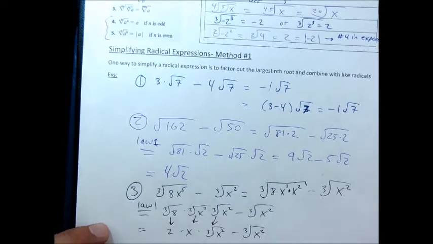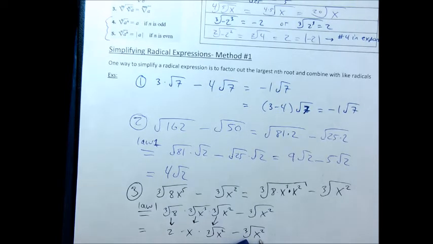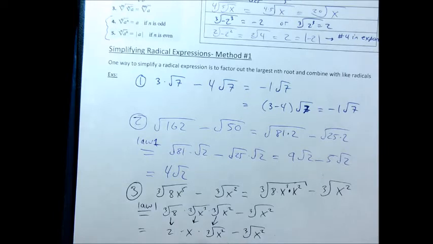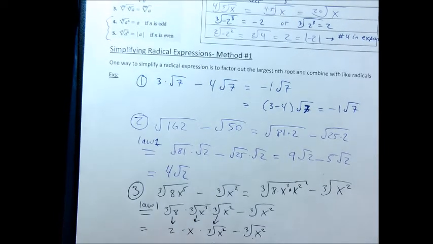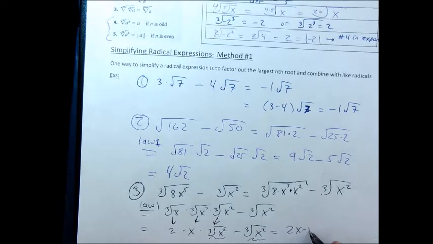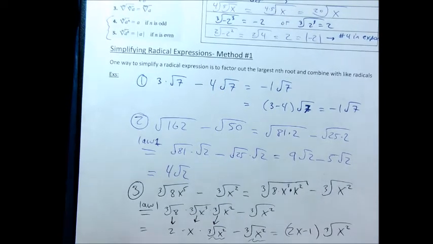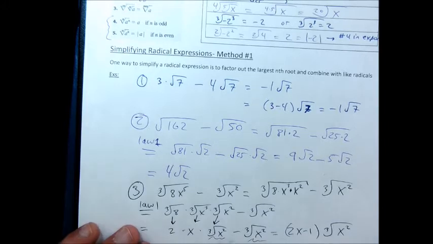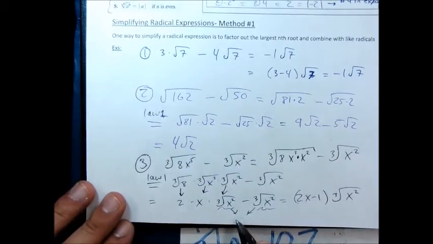And now it's like we have like terms, because we have 2x cube roots of x squareds, and then we have a minus a regular cube root of x squareds. And so we can, in some sense, do that subtraction, or you can think about it as factoring out the common factor. We can factor that common factor out and get left with 2x minus 1 times the cube root of x squared. So we just factored this out, right? We factored out that common factor here.